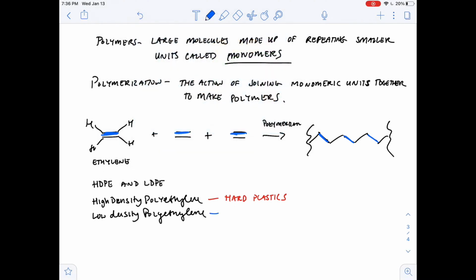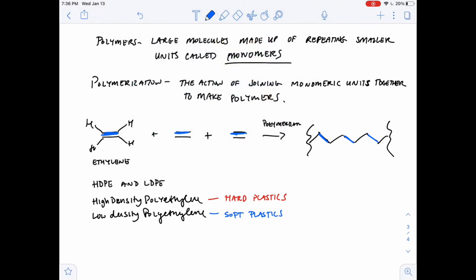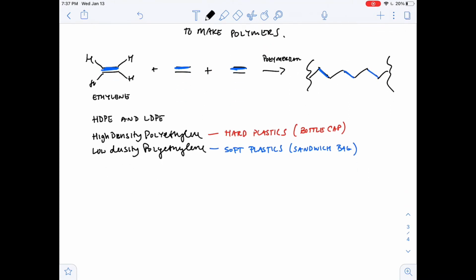High density polyethylene, those are hard plastics, right? And then your low density polyethylene is going to be your soft plastics, like sandwich bags. Your high density polyethylene is going to be like bottle caps or something harder, like hard water bottles. All right, so let's talk about how to make polymers.